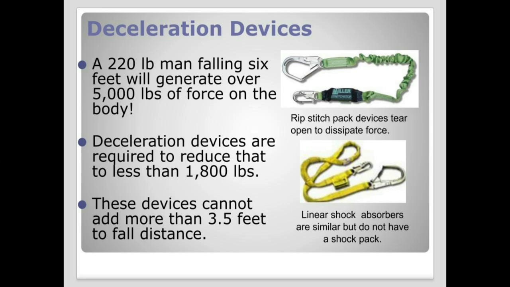Deceleration devices are required to reduce that to less than 1,800 pounds. These devices cannot add more than 3.5 feet to the fall distance. As illustrated to the right here, rip-stitch pack devices tear open to dissipate force. Linear shock absorbers are similar but do not have a shock pack.